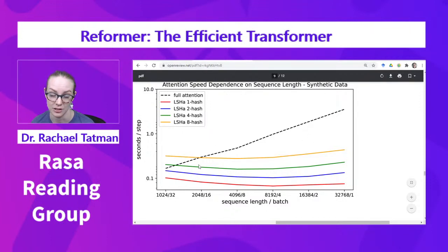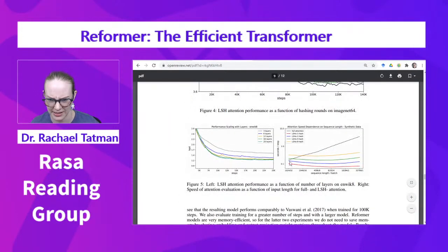This is a log decrease in speed with attention sequence length, whereas the locality sensitive hashing is pretty much on an even keel. You do not see this enormous logarithmic change in speed. It's a faster model by a lot. And the fewer hashes you have to do, the faster it is, which I think makes sense.